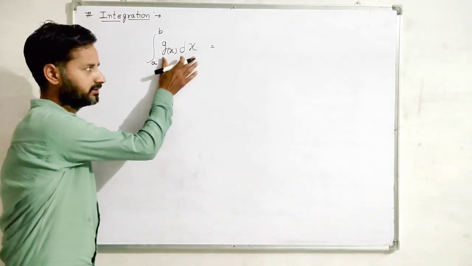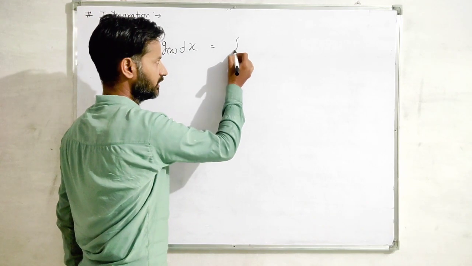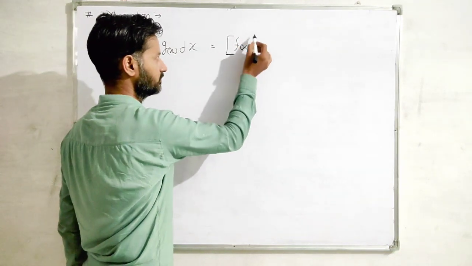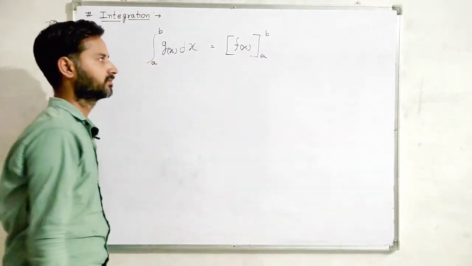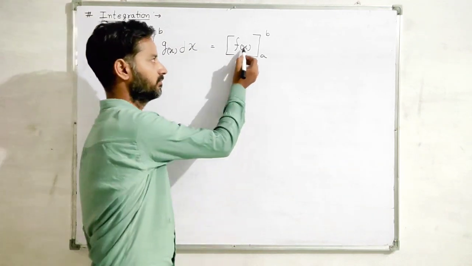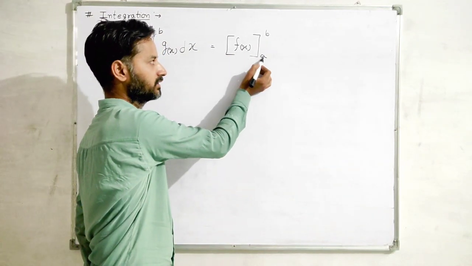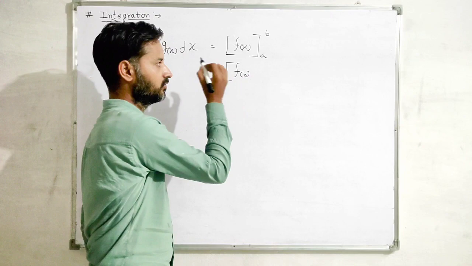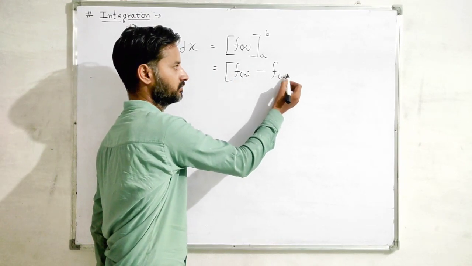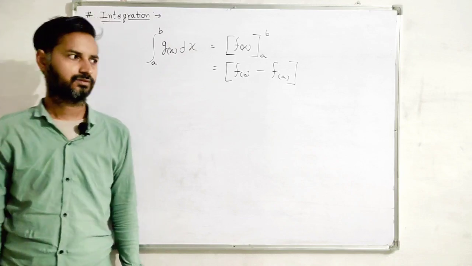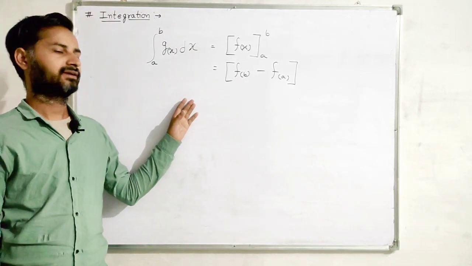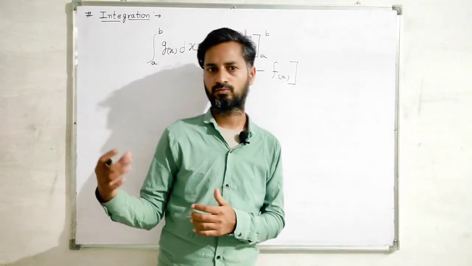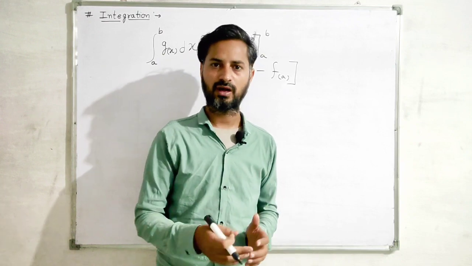So if the integration of this function gives us f of x, then this limit will be written as b. Now one time place here b and one time write this function in the form of a. B value minus a value. So this is called definite integration. We will understand both of these by some formulas and examples.